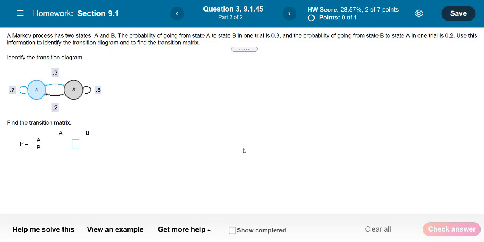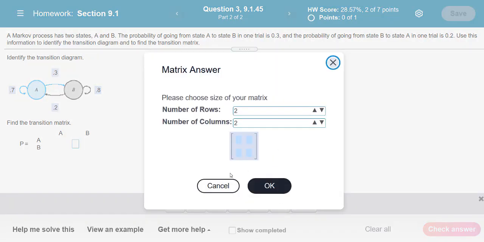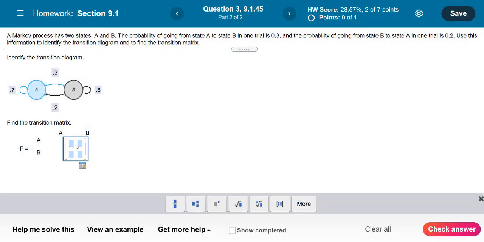And now we need to enter that information into the transition matrix. This will be a 2 by 2 matrix. A to A is the 0.7. A to B is the 0.3. B to A is the 0.2. And B to B is the 0.8.